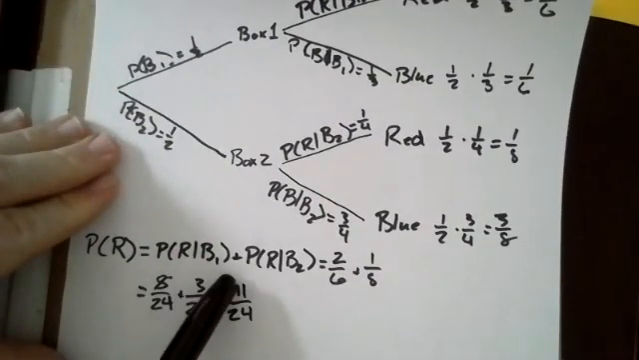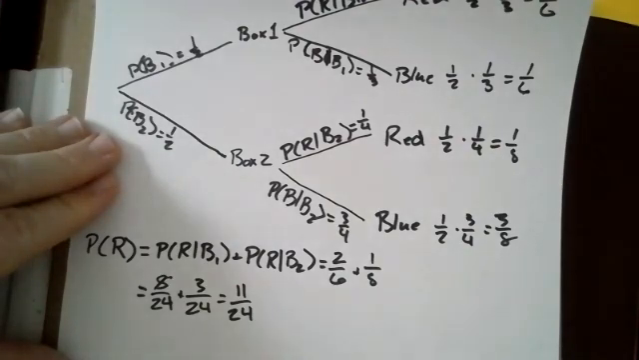To figure out the probability of getting a red ball overall, we take the probability of getting a red ball out of box 1 and add to it the probability of getting a red ball out of box 2. That's 2/6 plus 1/8, which is 8/24, plus 3/24, which is 11/24.